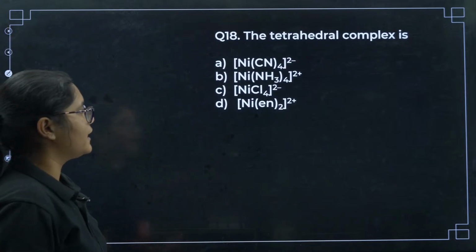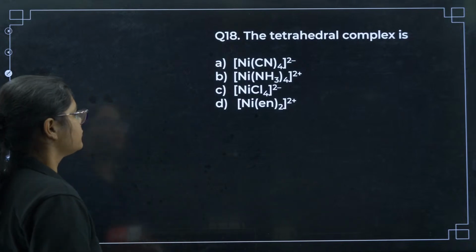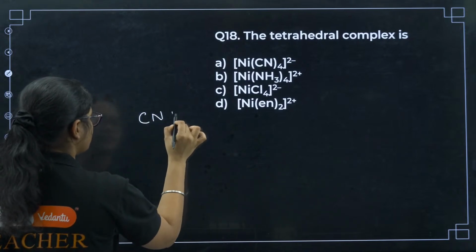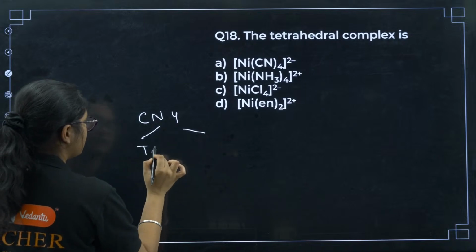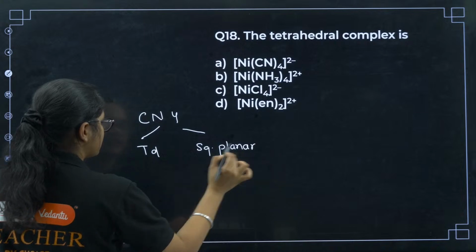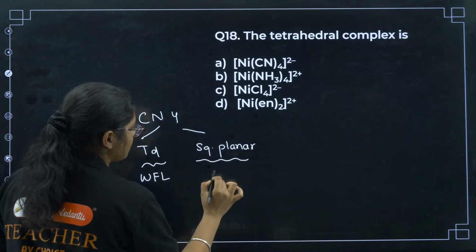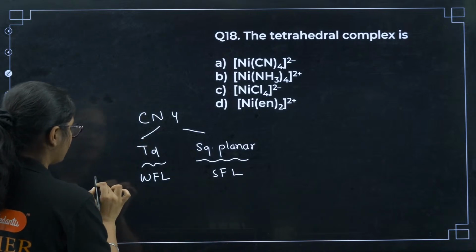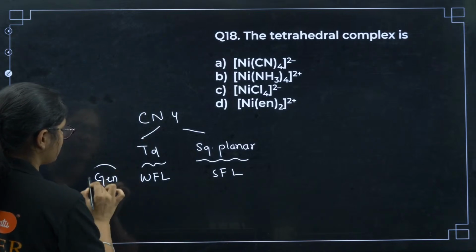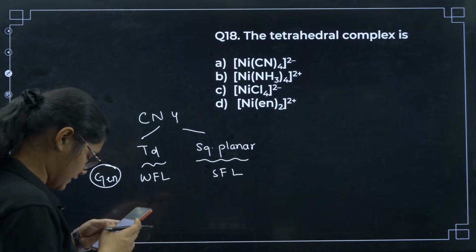Next, which is the tetrahedral complex? If coordination number 4 is there, we have two types of geometry, tetrahedral and square planar. Generally tetrahedral happens if we have a weak field ligand, and square planar if we have a strong field ligand. Again I would like to add the word generally, not every time. So can we guess which one will be the tetrahedral complex?